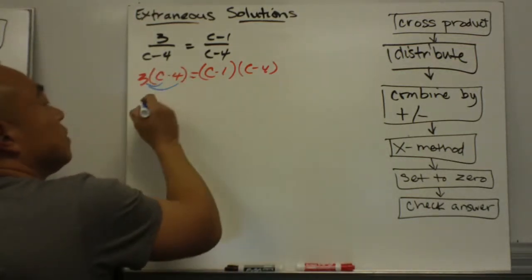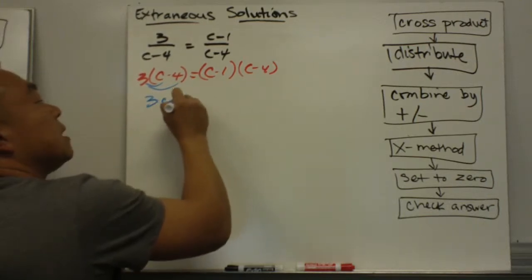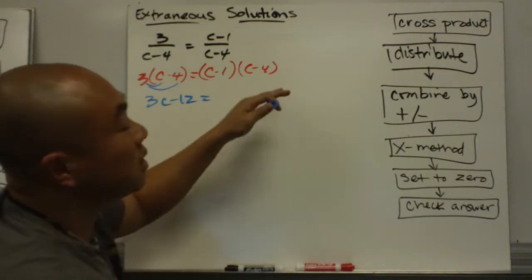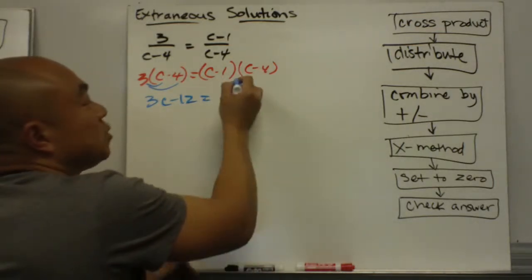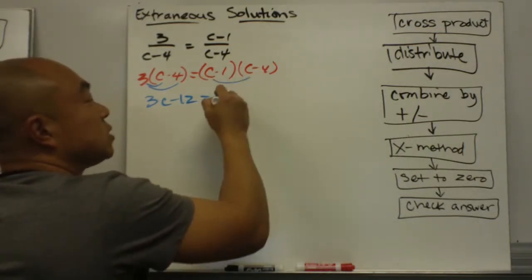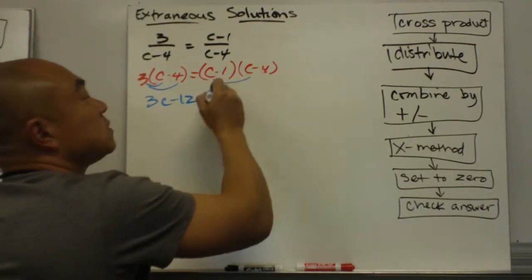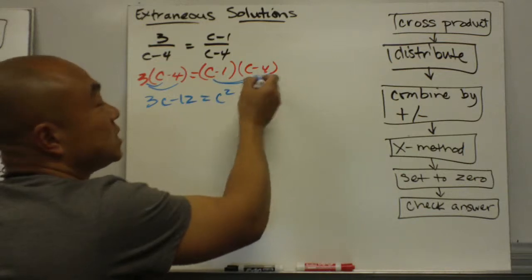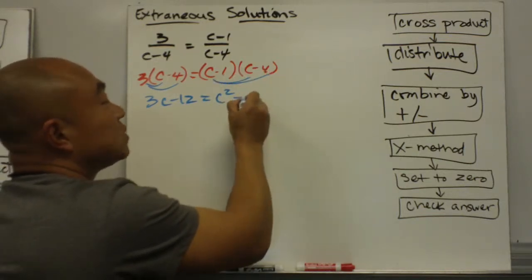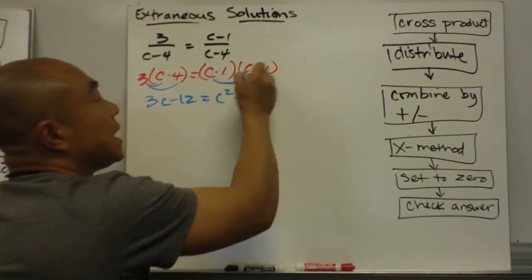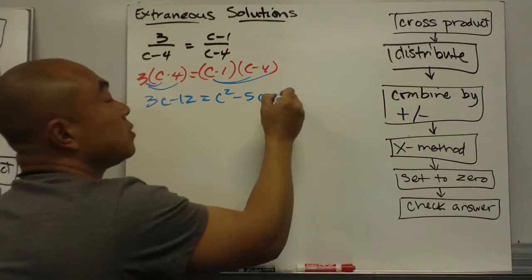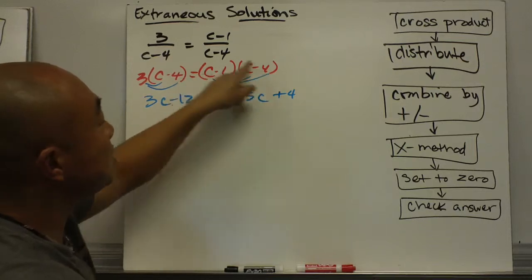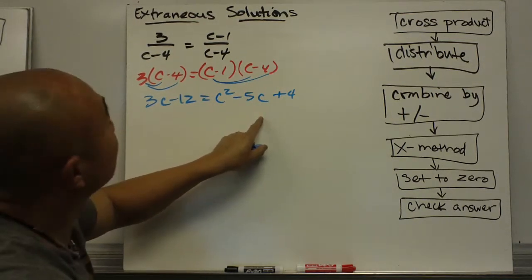3 to c, 3 to 4, it'll be 3c minus 12 is equal to... You can use FOIL or you could use the matrix, whichever method you want to go with. With FOIL, you'd go c squared first, then outer, c times 4, which would be negative 4c, inner, negative 1c, that gives you negative 5c, and then last, negative 1 times negative 4, which gives you positive 4. When you multiply them together, it gives you this trinomial right here.